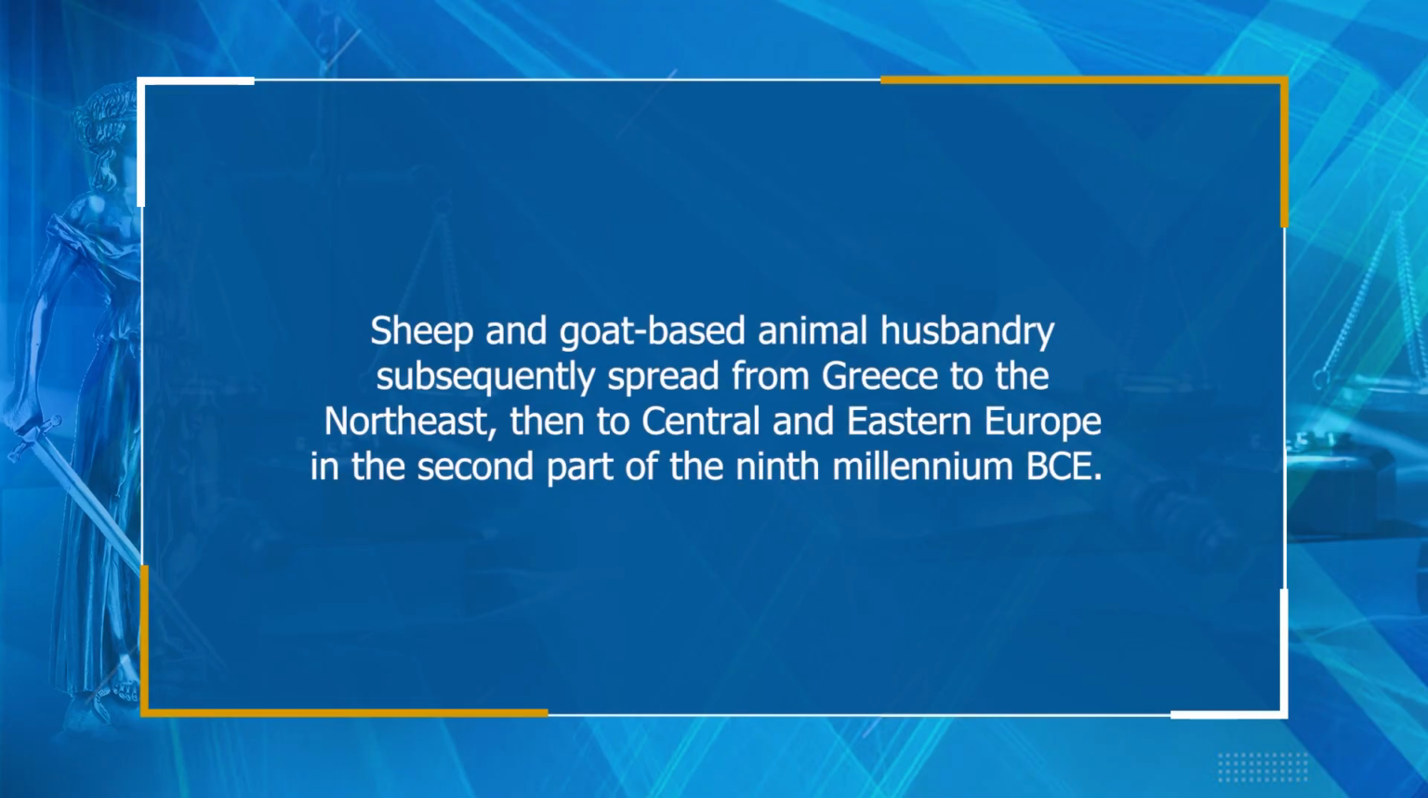As a result, there was no need for humans to hunt or fish for additional proteins because there was enough animal-based food available. Sheep and goat-based animal husbandry subsequently spread from Greece to the northeast, then to Central and Eastern Europe in the second part of the 9th millennium BCE.